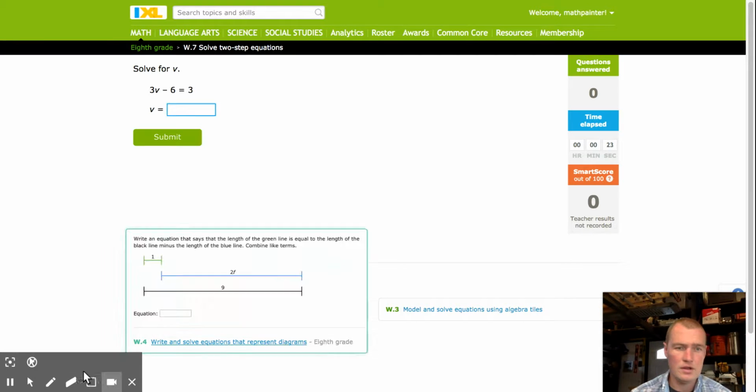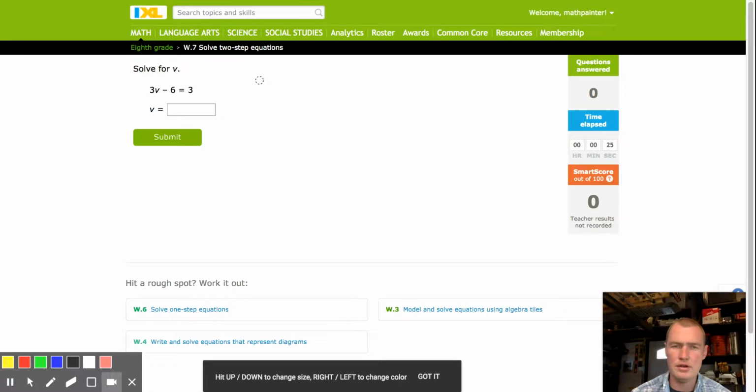All right, so when working with two-step equations, there are basically two steps. That's why they call it two steps. Back in W6, you did the opposite and you were done.